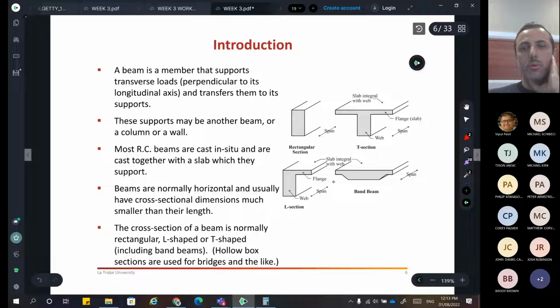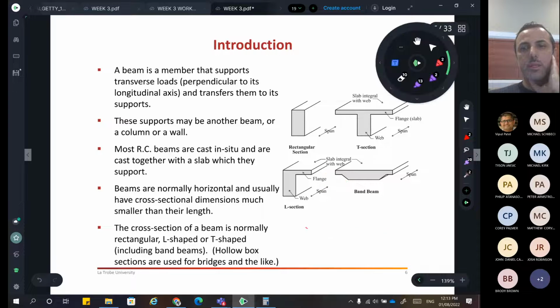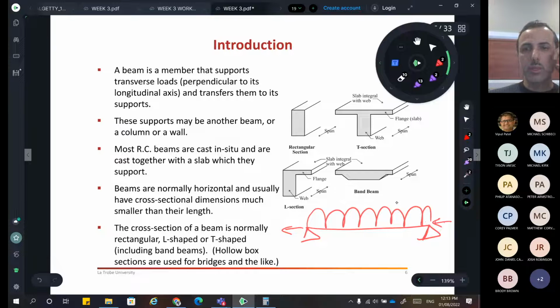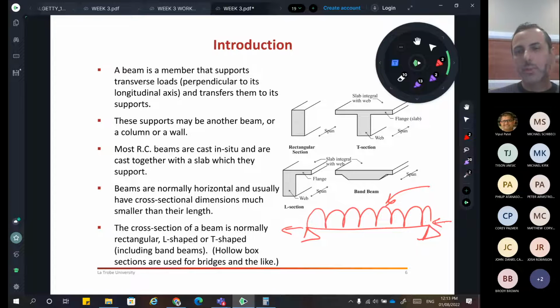So if I look this way at my beam, let me change it to a pen. This is going to be the span, and the axis of the span is going through here, right? And the load is actually perpendicular to the axis of the span. So usually we call these loads transverse loads. Okay, that's what I mean, and that's the beam.